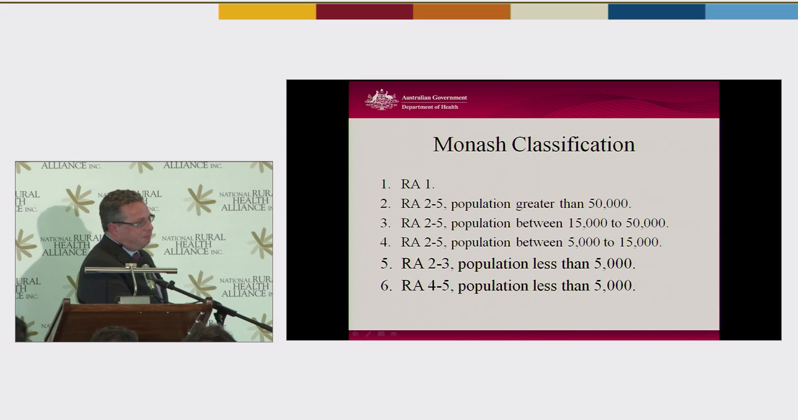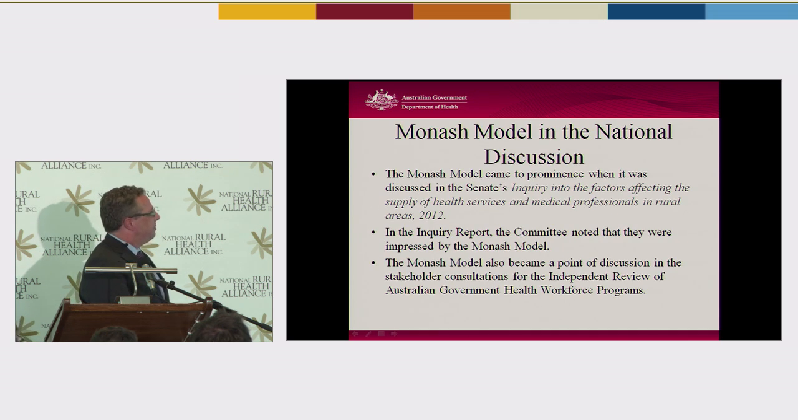So RA1 being your major cities, that hasn't changed. For 2, 3 and 4, we're looking at all of rural Australia and breaking it up into town size, 5 to 15, 15 to 50, and greater than 50,000. And we only differentiate in RA when you have populations less than 5,000. So we have 2 and 3 as 5, and 4 and 5 as 6. And these were all verified by the correlations with the actual workforce indicators, and all reasonably established by good solid evidence.